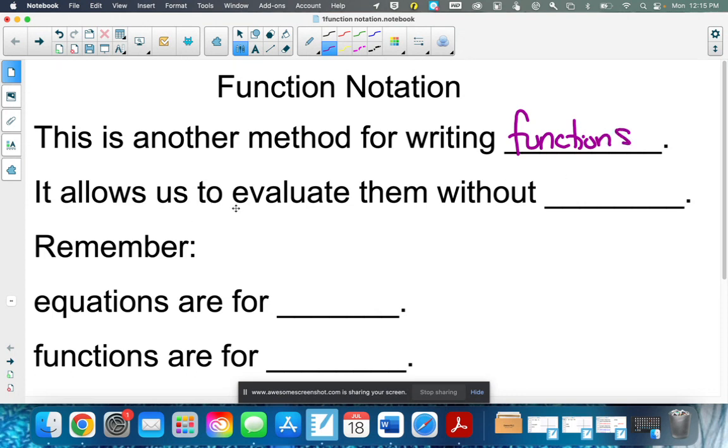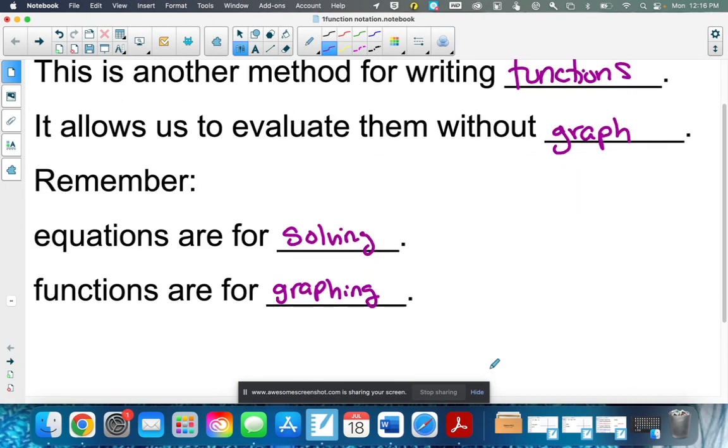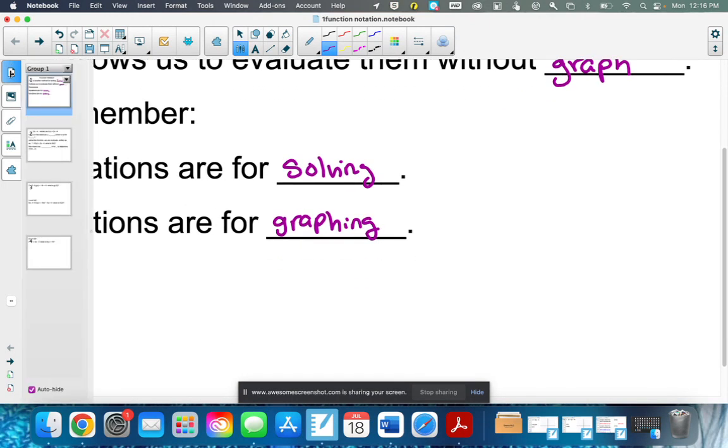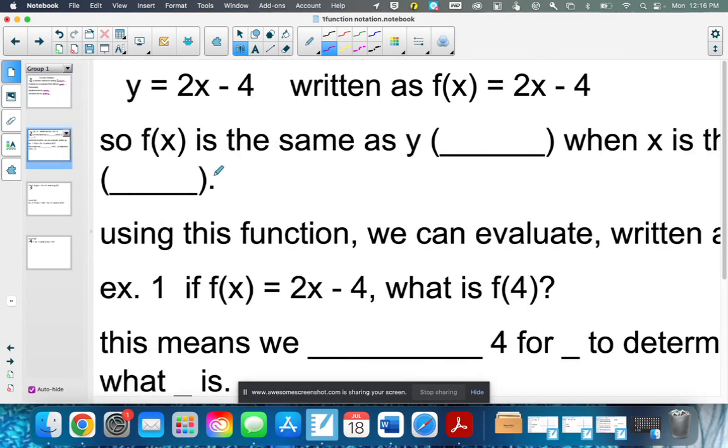It allows us to evaluate them without having to graph and without having to technically solve. All right, so just in case you ever have to worry about the way it's written, equations are for solving, functions are normally for graphing. When you have an equation that you're solving, it usually equals a number, right? If you have a function, then you normally have two variables, and one variable equals whatever the pieces are for the other variable. So big difference: equations for solving, functions for graphing. So we're going to talk about function notation and being able to evaluate functions.